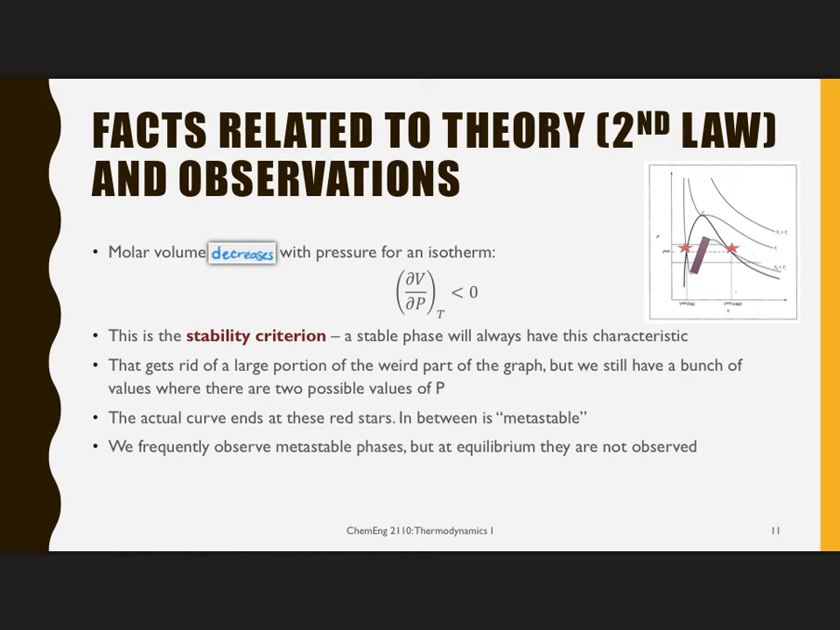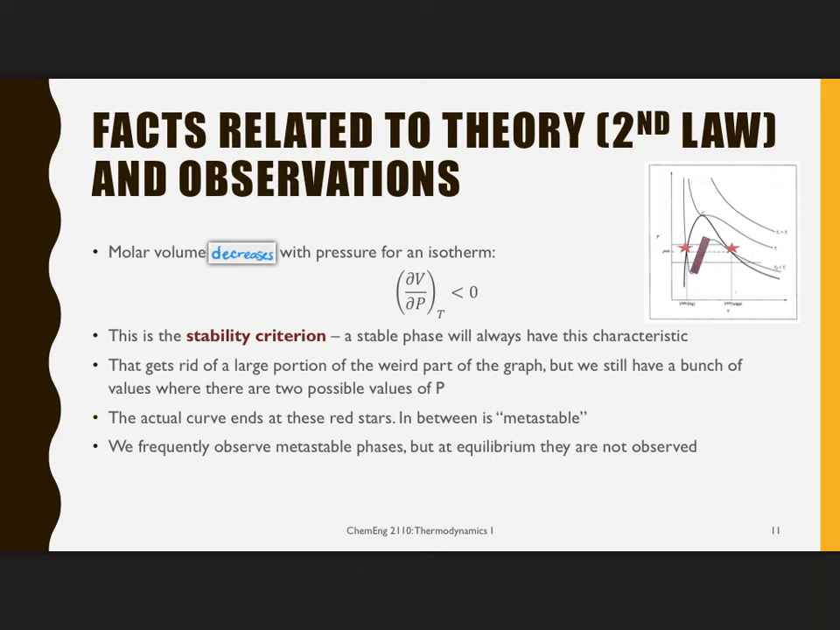So there are a lot of facts related to the second law and some observations that people have made. If you take the intermediate thermodynamics course, we go into this in more detail. The molar volume decreases with pressure for an isotherm. That is, dV/dP at constant temperature is going to always be negative. So that means that if I have a curve like this one here and it's negative, but then it comes back up and then comes down, that means that this portion here in the middle cannot actually be there, okay? That defies all of the theory.